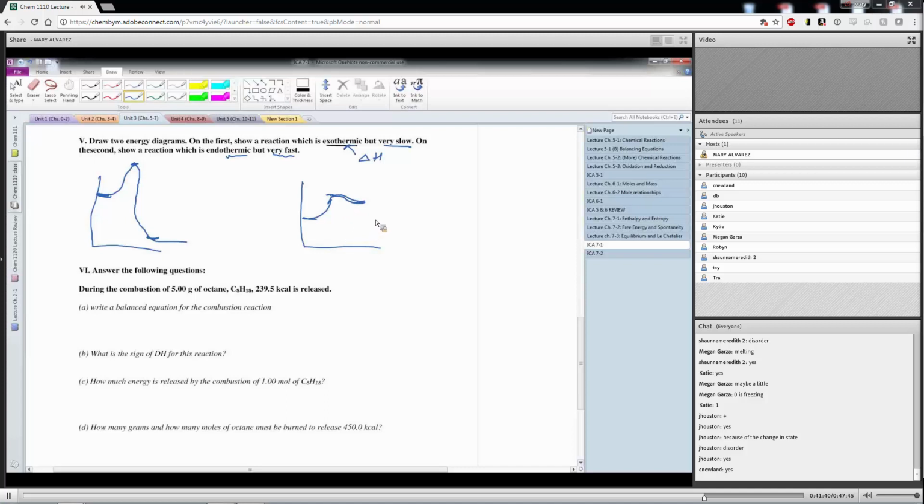Okay. Can you guys see that little hump makes it fast? The big hump makes it slow. And the difference between these two going downhill makes it negative. Going uphill makes it positive. If I gave you an energy diagram on the exam, could you interpret that? Tell me if it was fast or slow or spontaneous or not.